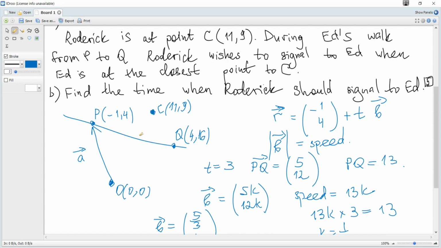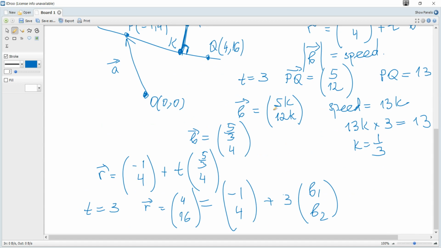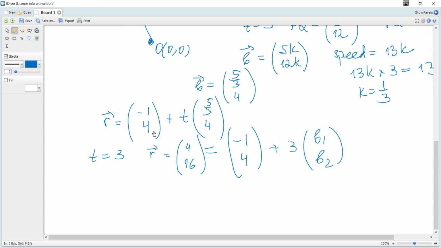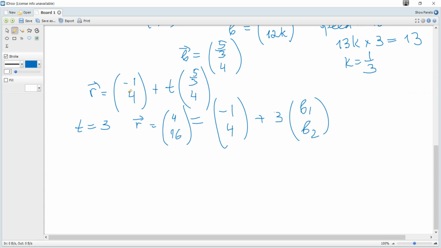So we need to find a point, let it be K, so that CK is the closest distance to the line, and we know that the closest distance is perpendicular distance. And point K, as any point on the line, is described by this equation. So the position vector of point K can be given by this equation, or if we write coordinates of the point, it will be -1 plus 5/3 t, 4 plus 4t.